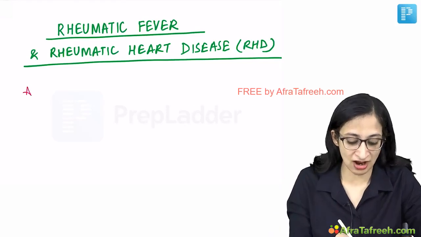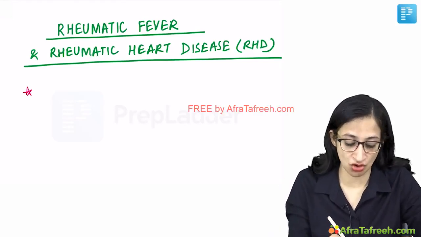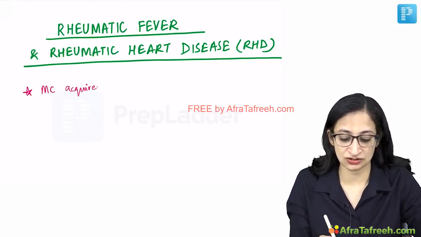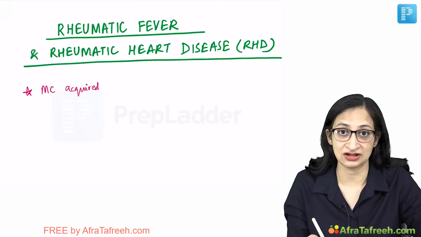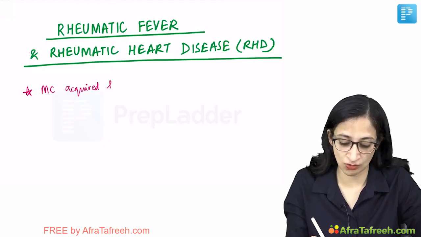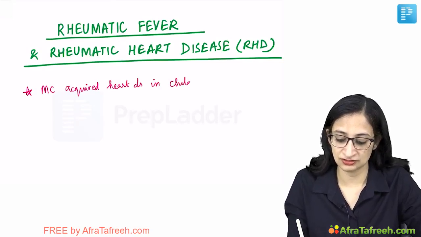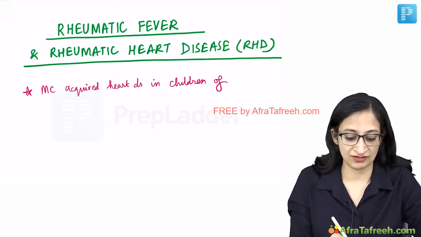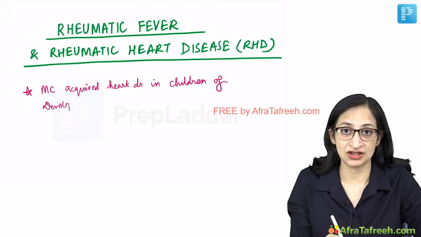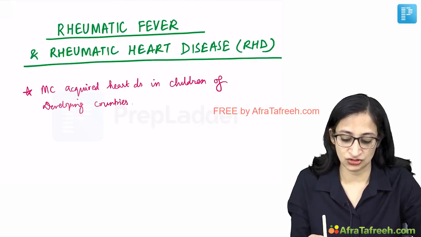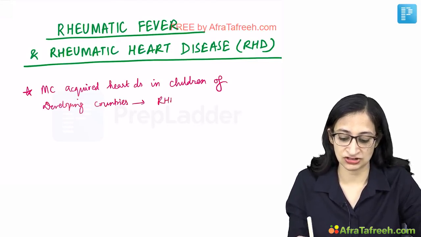So this rheumatic heart disease is in fact the most common acquired heart disease in children in developing countries like India. Okay, so the most common acquired heart disease in children of developing countries, or in children of India, is rheumatic heart disease or RHD.